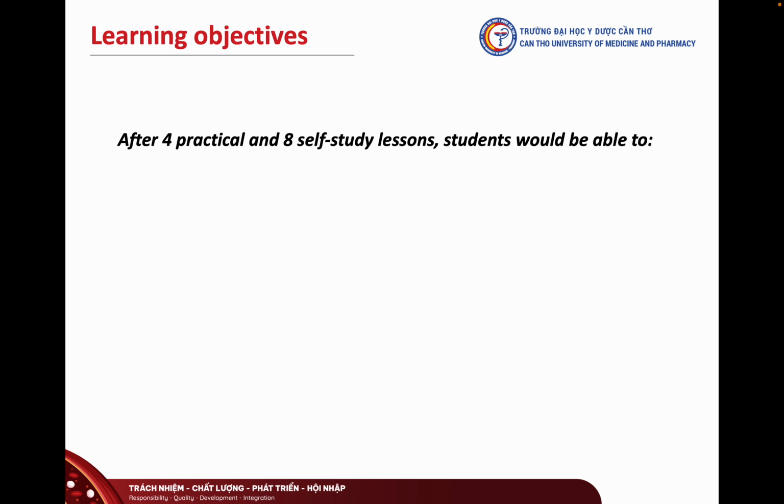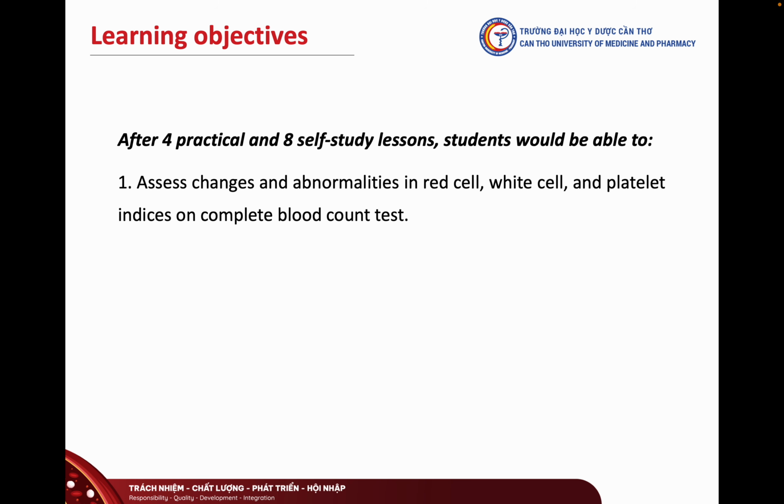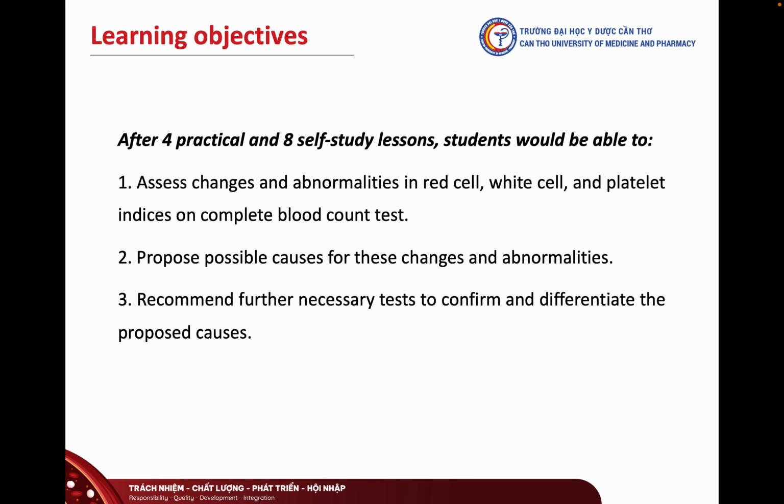After completing our lessons, you should be able to achieve some objectives. First, you can assess the key changes and abnormalities in red cells, white cells, and platelet indices on a complete blood count. Second, you can propose the possible causes for these abnormalities using your logical and evidence-based reasoning. And third, you can recommend further laboratory investigations to confirm and differentiate your diagnostic hypothesis.